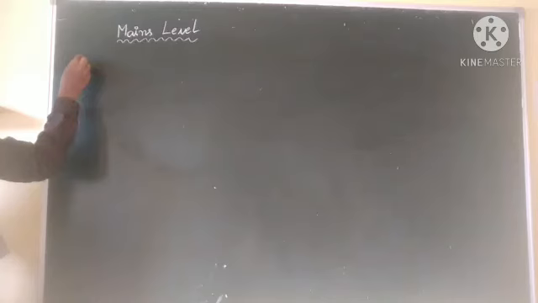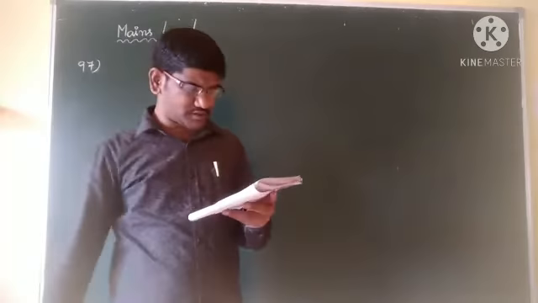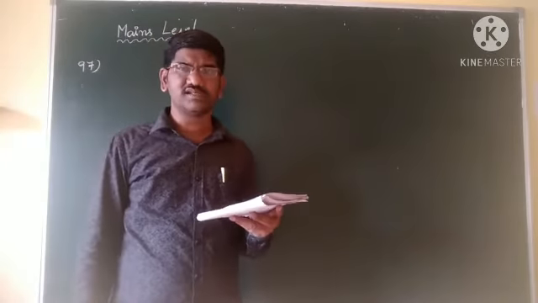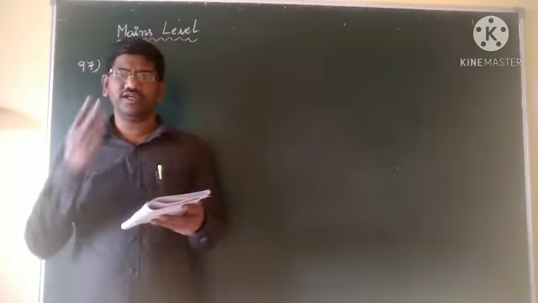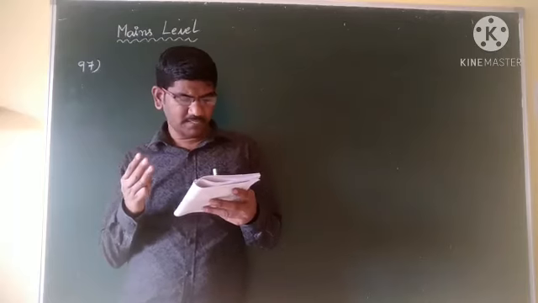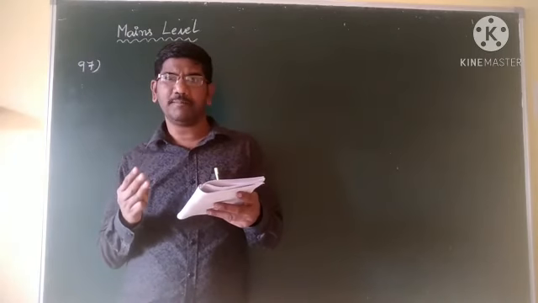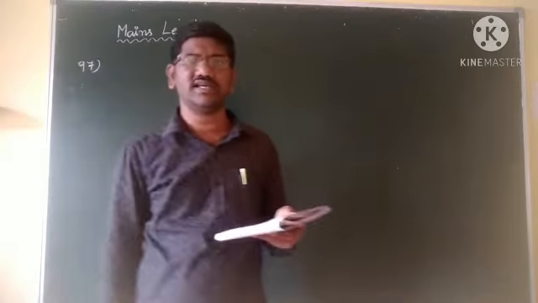Mains level, problem number 97. So what is the 97th problem? You see, students, three forces act simultaneously on a particle, and the particle is in equilibrium. Then they are asking for the value of A.